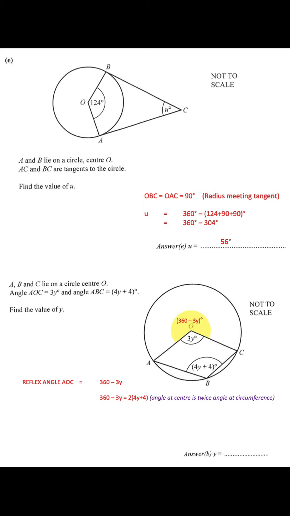So I'm just writing that down. 360 minus 3y equals 2 times 4y plus 4. And we've got an equation in y that we need to solve. Multiplying out the brackets, 360 minus 3y equals 8y plus 8. Add 3y to both sides so that we don't have y on both sides. We get 360 equals 11y plus 8. Take away 8 from both sides to get the y's on one side and the numbers on the other side. Gives you 352 equals 11y. And then divide both sides by 11 to find out what a single y is. And it comes out to be that y is 32 degrees.